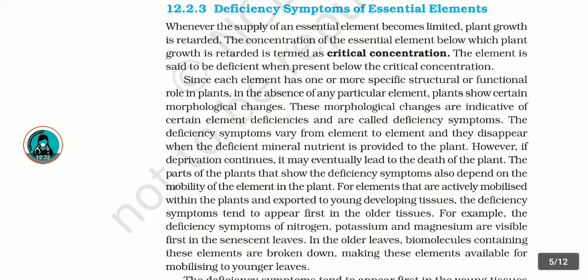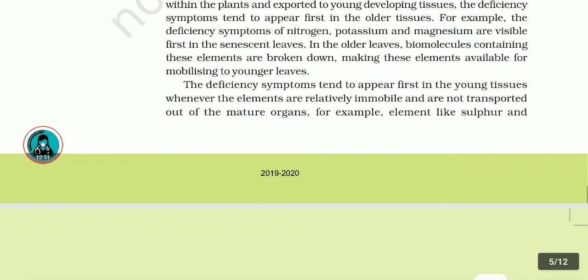The parts of the plant that show the deficiency symptoms also depend on the mobility of the elements in the plant. For elements that are actively mobilized within the plants and exported to young developing tissues, the deficiency symptoms tend to appear first in the older tissues. For example, the deficiency symptoms of nitrogen, potassium, and magnesium are visible first in the senescent leaves. In the older leaves, biomolecules containing those elements are broken down, making those elements available for mobilizing to younger leaves.